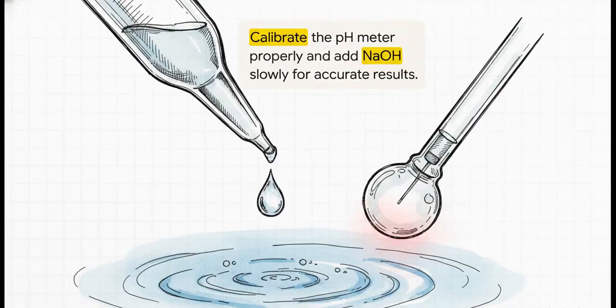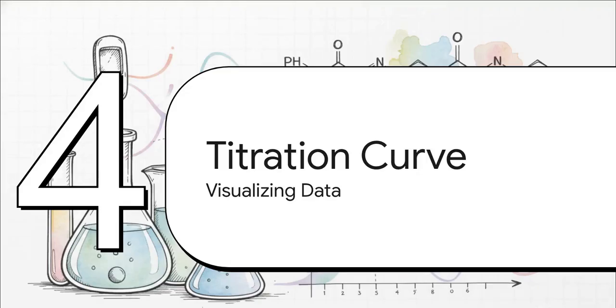But here is the absolute crucial thing to remember before we even talk about data. Precision is everything. A brilliant experiment is completely useless without reliable data, so you have to calibrate your pH meter properly before even looking at the glycine, and you must add your sodium hydroxide slowly. If you rush it, you're going to miss those subtle chemical shifts we're trying to capture, and your final calculations will be totally off.